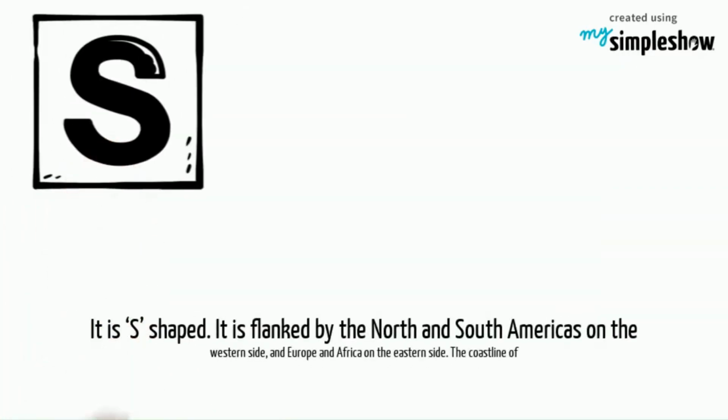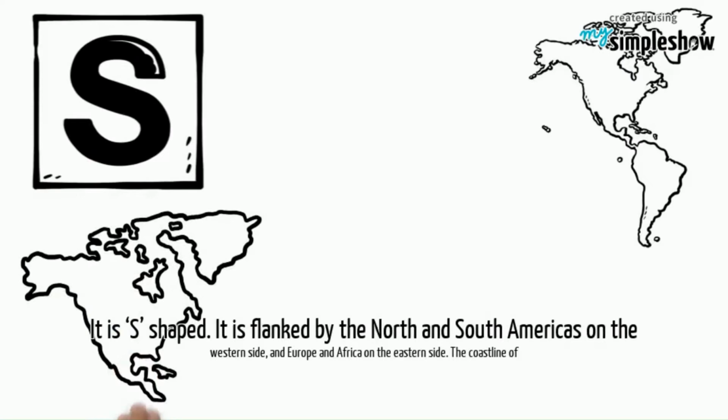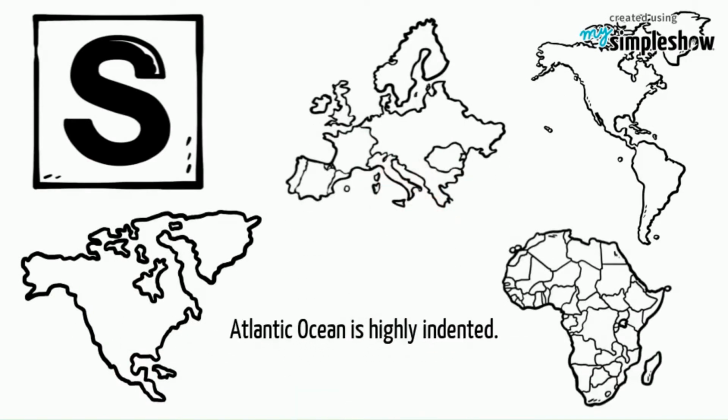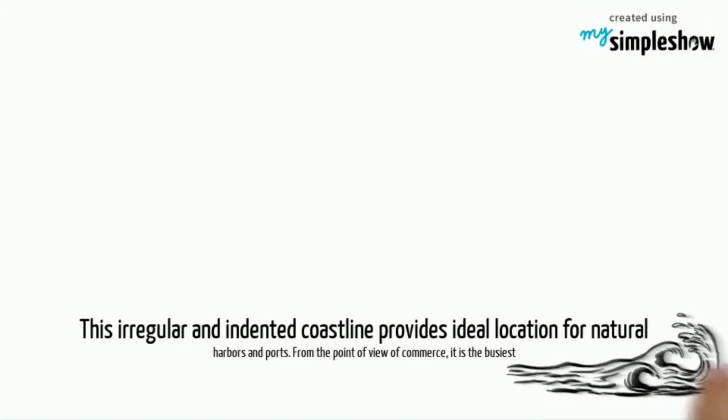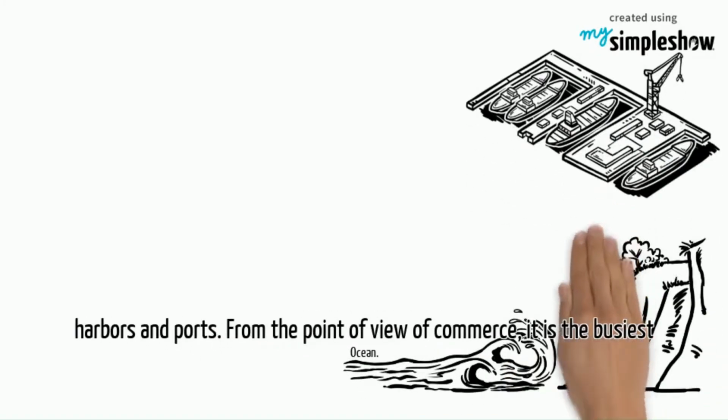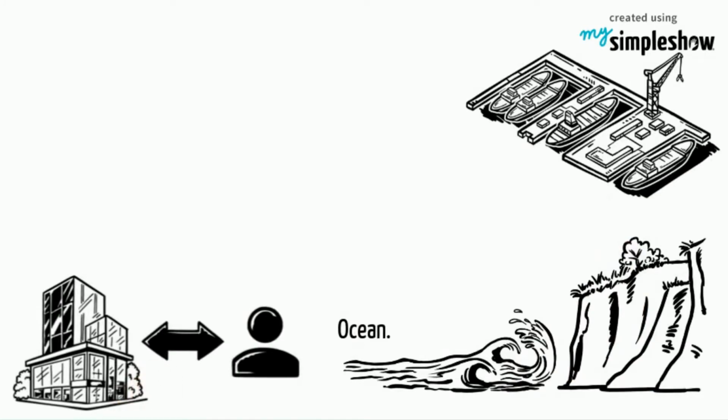It is S-shaped. It is flanked by the North and South Americas on the western side, and Europe and Africa on the eastern side. The coastline of the Atlantic Ocean is highly indented. This irregular and indented coastline provides ideal locations for natural harbors and ports. From the point of view of commerce, it is the busiest ocean.